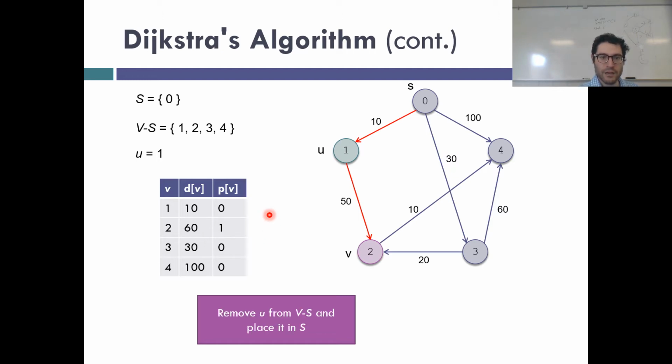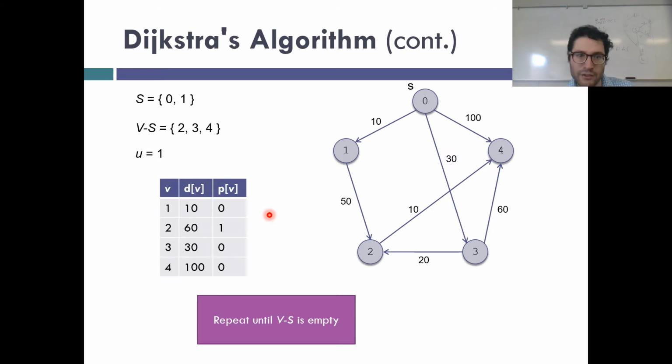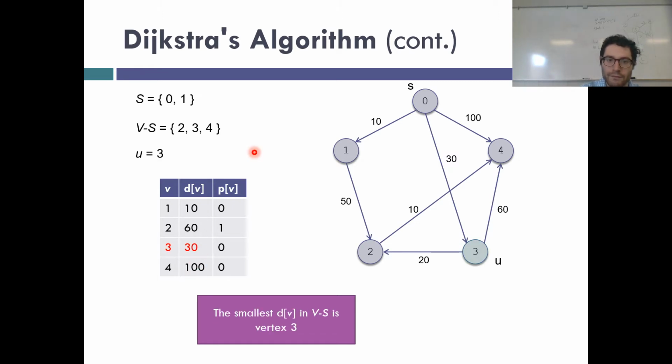Okay, so now we're done with 1. So we found the shortest distance to node 1. So we move it into our done set. So now we go through all the nodes in our to-do set. So 60 is currently the smallest, but 30 is actually the smallest distance that we found so far. So that's the next node we're going to work on. Make sense? So we look through our to-do and find the one with the smallest distance. Okay? So now we look at all the nodes going out of 3.